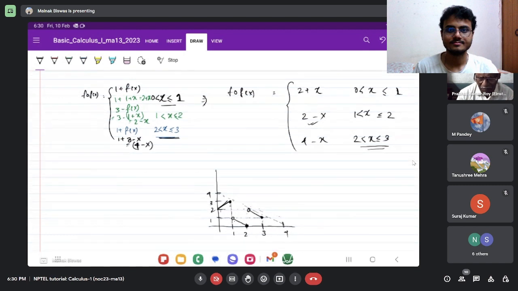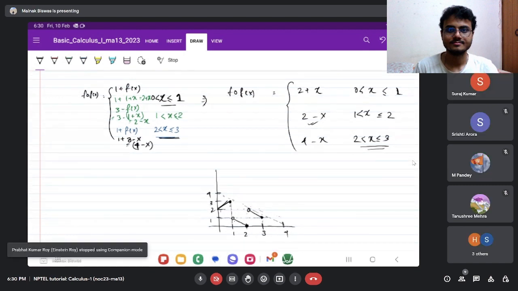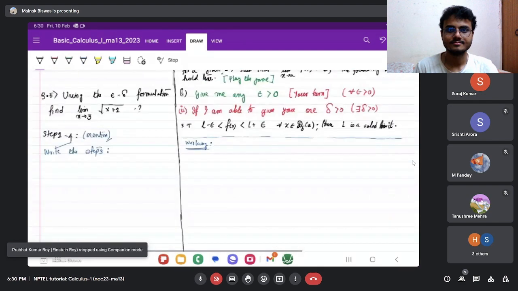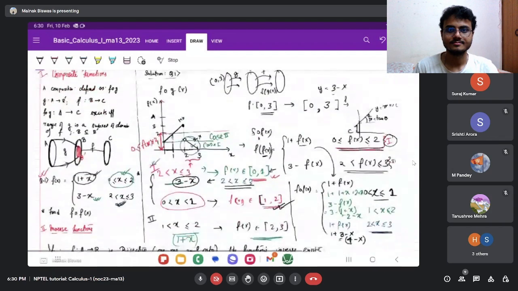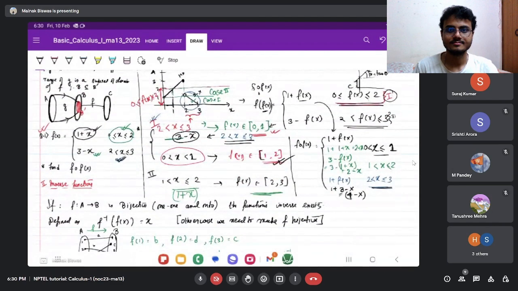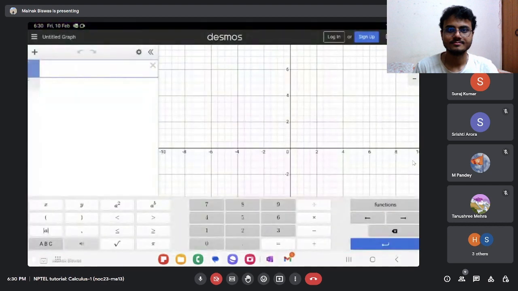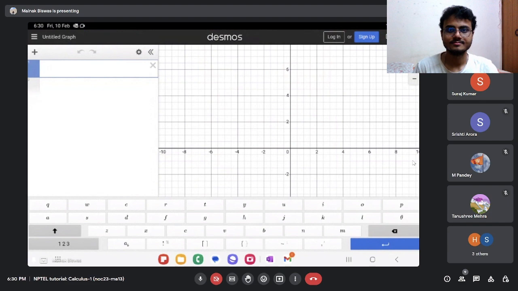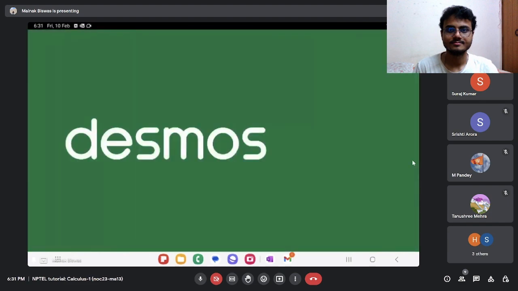Anyway, let us plot this using Desmos and see if it is correct or not. So I'll just do that, just like we were doing last time, because this was the thing that you needed to do. So let's see, for example, say we have, let me just use the keyboard, f of x.